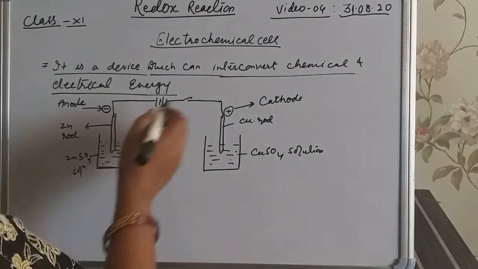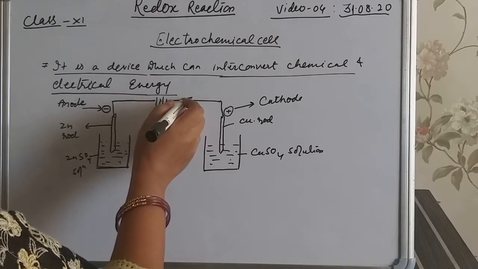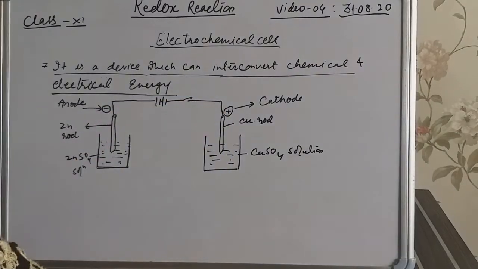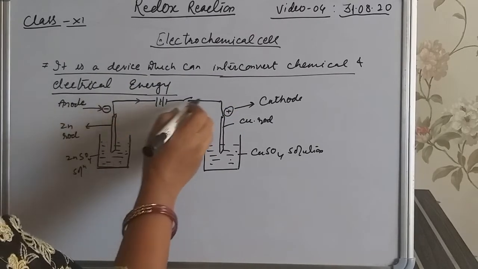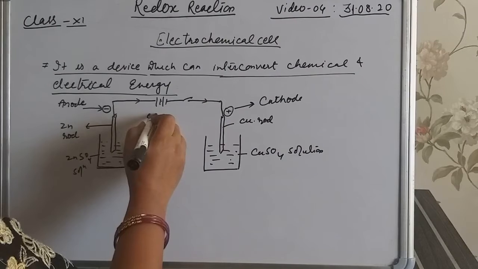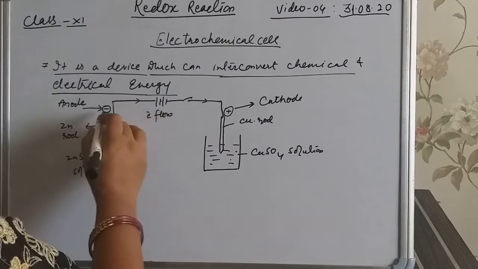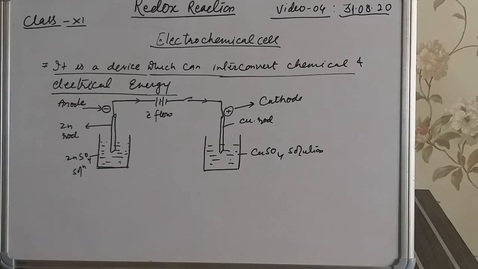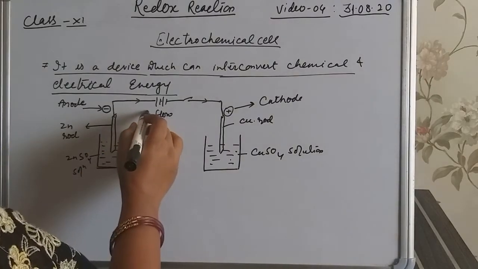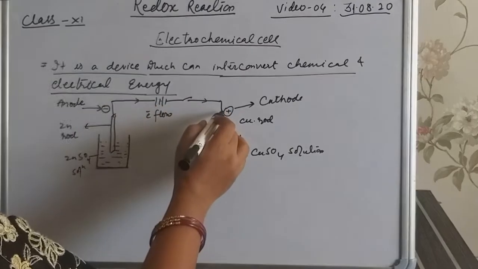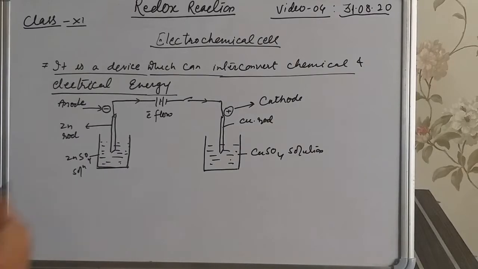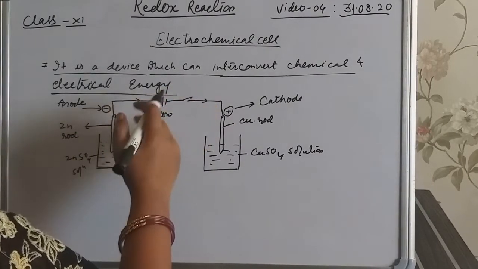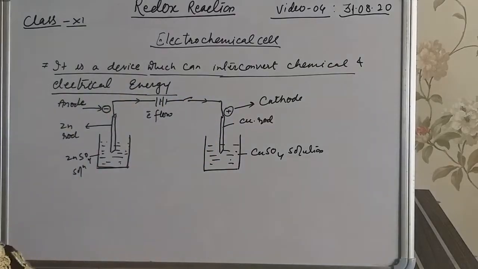There is a metal wire to connect the electrodes, and a switch. When we close the switch, the flow of electrons starts from anode to cathode, that is, from the negative terminal to the positive terminal. As we know, electrons flow from the negative to the positive terminal, and current flows from positive to negative, meaning current flow is always opposite to the electron flow.